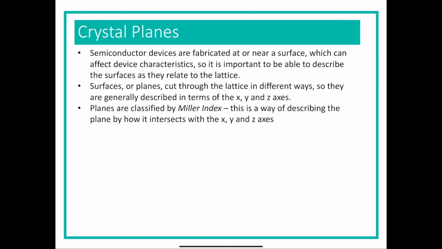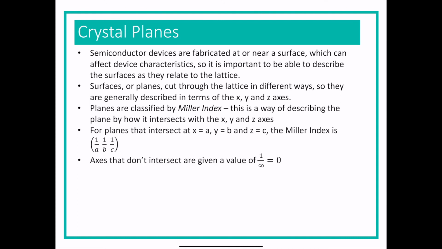Planes are classified by something known as the Miller index. The Miller index tells us how the plane intersects with the X, Y, and Z axes. That's basically all it tells us. It slices through the unit cell, it intersects in a certain way, and we say it intersects X here, Y here, and Z here. If a plane intersects at X equals A, Y equals B, and Z equals C, we always invert those three numbers, put them in round parentheses, and that's the Miller index of that plane. If a plane is parallel to an axis, it doesn't intersect it, so it gets a value of 0, because the intercept is infinity.